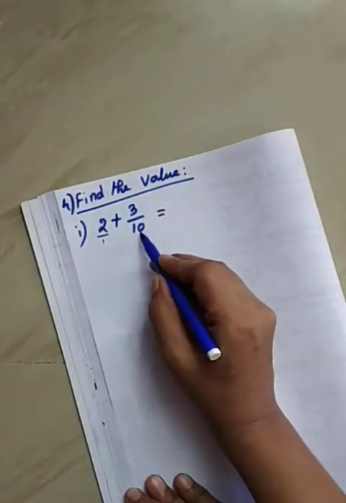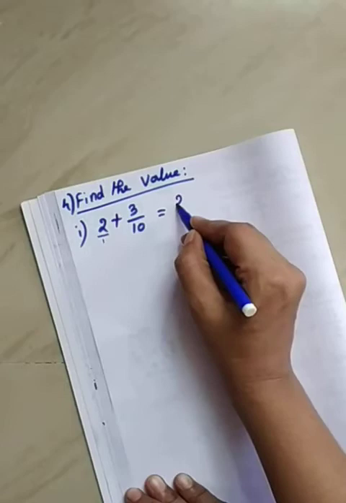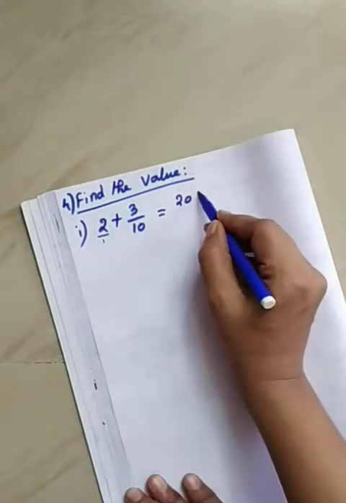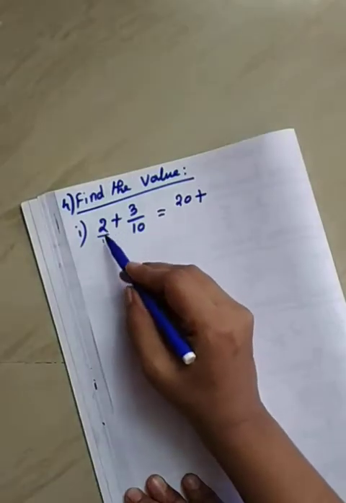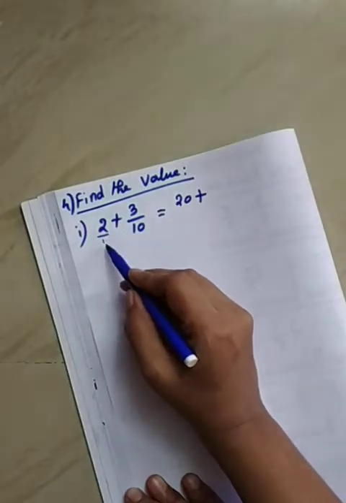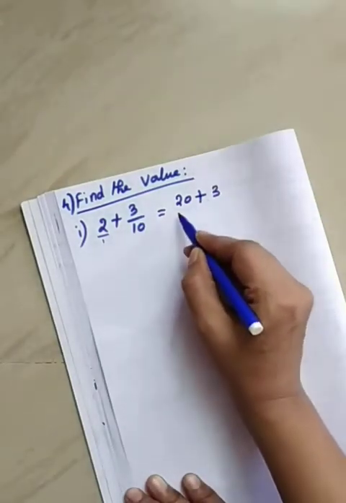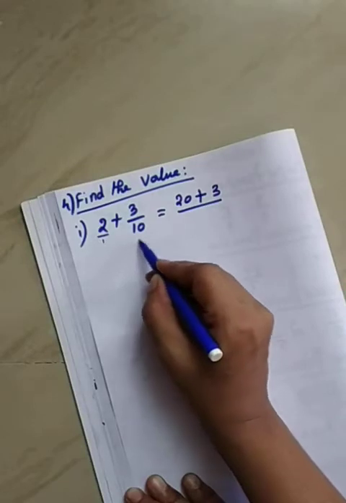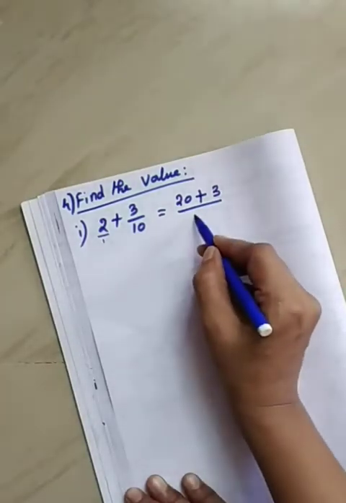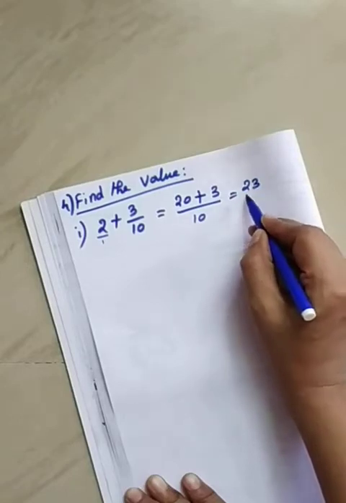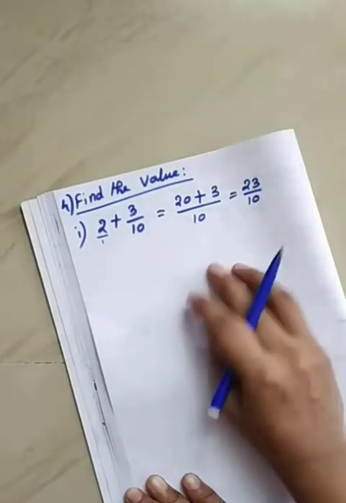10 into 2, what is that? 20. Here the plus symbol is there, so you can put plus. Now you can take the denominator value 1. So here you can multiply this 2 value, 1 into 3. What is that? 3. Divided by, next you can multiply this one, 1 into 10, 10. So your answer is 23 divided by 10.